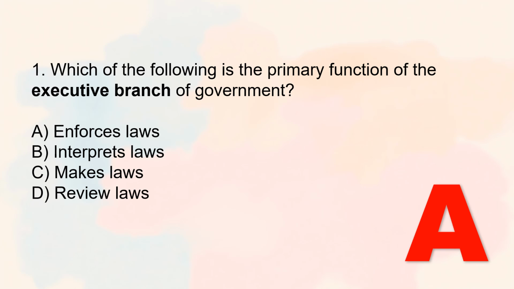Enforcing laws. That's it. And for letter B, the one who interprets laws, it is the function of the judiciary branch. The one who makes laws is the function of the legislative branch, and the one who reviews laws is primarily a function of the judicial branch. So letter A is the best answer.